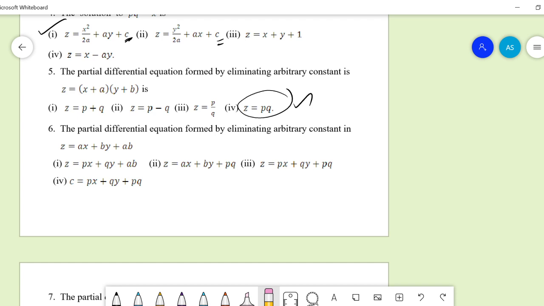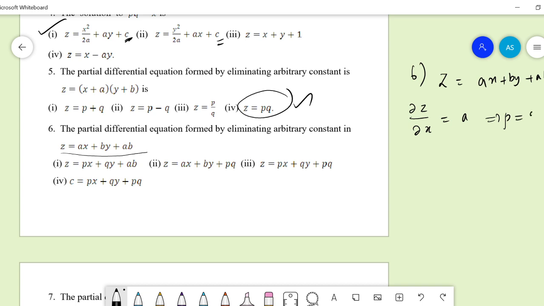Next one, question number 6. The partial differential equation formed by eliminating arbitrary constants. Again we have to eliminate the arbitrary constants in question number 6: z equals ax plus by plus ab. Simply differentiate with respect to x: dou z by dou x is a. That is, p equals a. Now differentiate with respect to y: x and other terms are constant, y gives 1, so b. That is, q is equal to b.